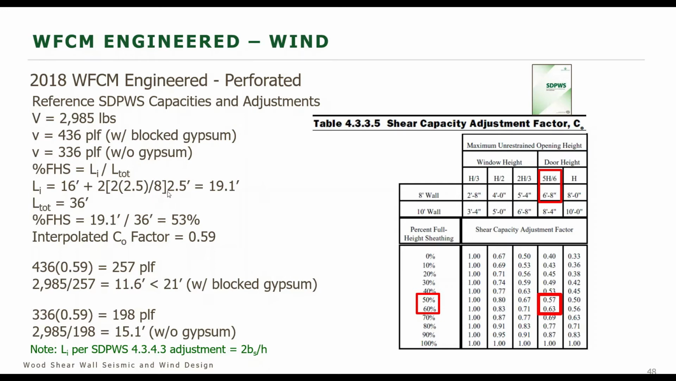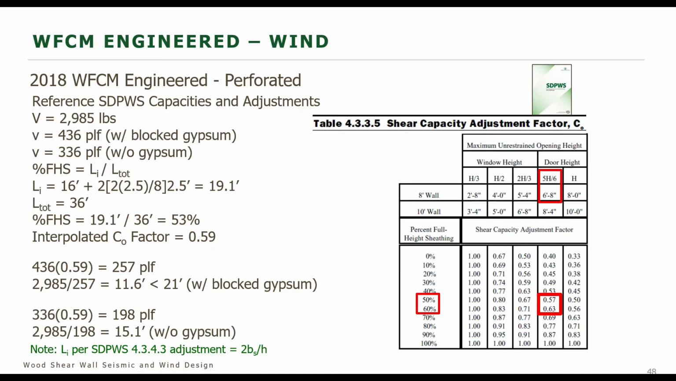And we multiply that by the length of that segment, which is 2.5 feet. And then we'll add that to the 16 feet, which is the four 4-foot full height segments that were on either end of the wall and on either side of the door opening. So that gives us an effective full height length of 19.1 feet. Divided by the total wall length of 36 feet gives us a full height sheathing percentage of 53%.